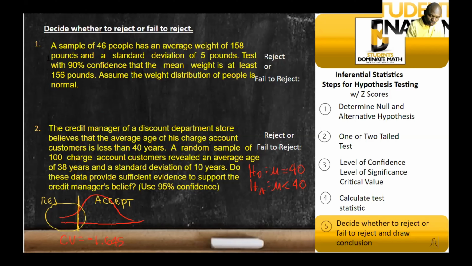In the previous step, we calculated our z-score to be negative 2. So you have to ask yourself, where does negative 2 fall? Is negative 2 on the rejection side, or is negative 2 on the acceptance side? Well, negative 2 is actually less than negative 1.645. It's to the left of negative 1.645. So this z-score falls within the rejection region, which would mean that we would reject our null. Our null indicated that the mean age of the customers was 40. We're rejecting that and therefore accepting our alternative hypothesis that the average age of the customers was less than 40.